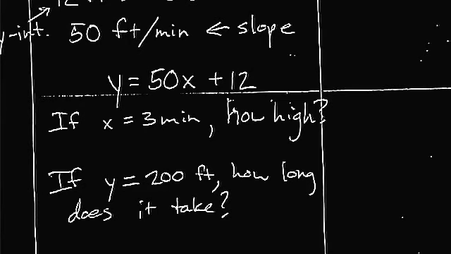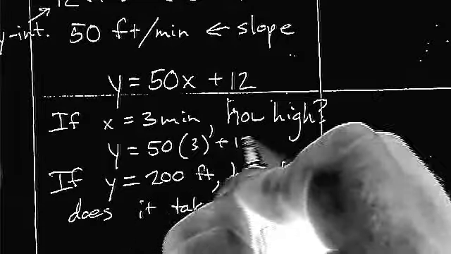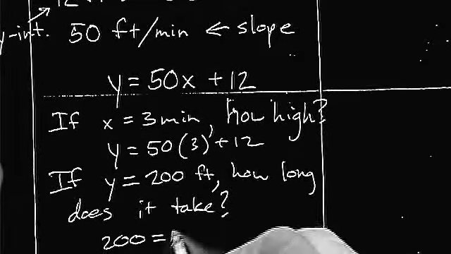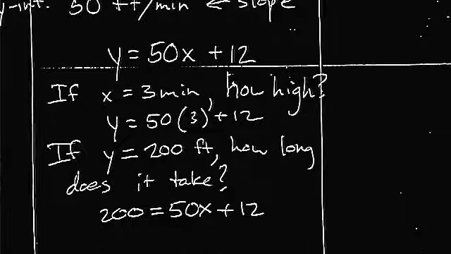So if they give me a number of minutes, I should be able to find the height. If they give me the height, I should be able to solve it backwards and find the number of minutes. But that's stuff that at this point you should be able to do. If you're having trouble solving either y equals 50 times 3 plus 12 or 200 equals 50x plus 12, talk to me. We need to make sure you understand how to do that.